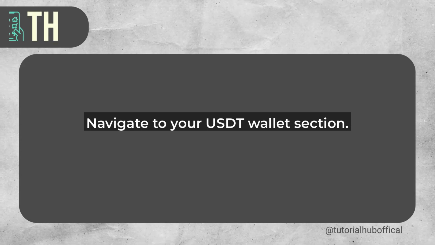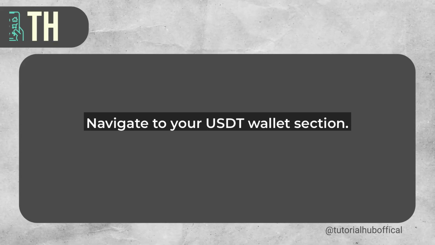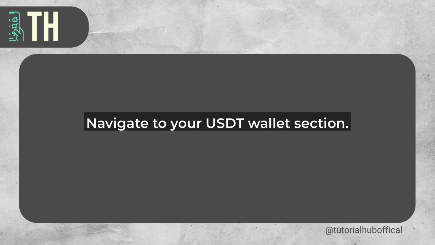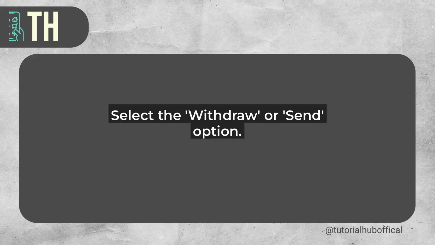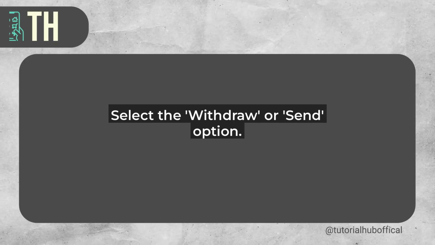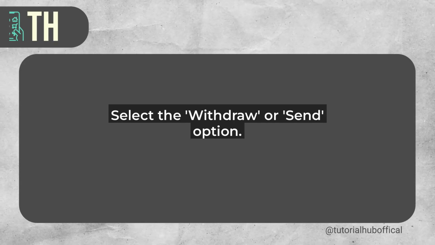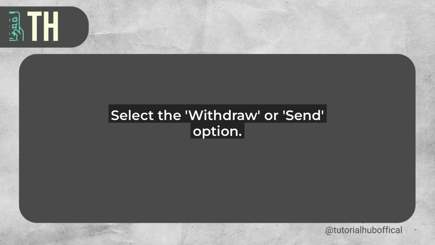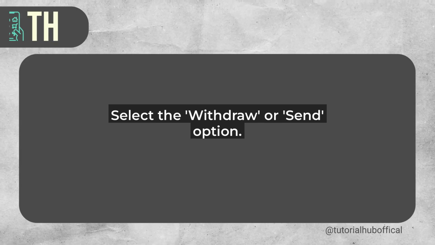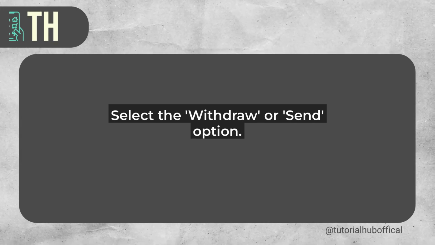First things first. Make sure you have both the Crypto.com app and the Arculus Wallet app installed and updated on your device. Open the Crypto.com app and log in with your credentials. Once you're in, navigate to the Wallets section and select your USDT balance. This is where the magic starts. Next, look for the Withdraw or Send option. It's usually right there on the screen.